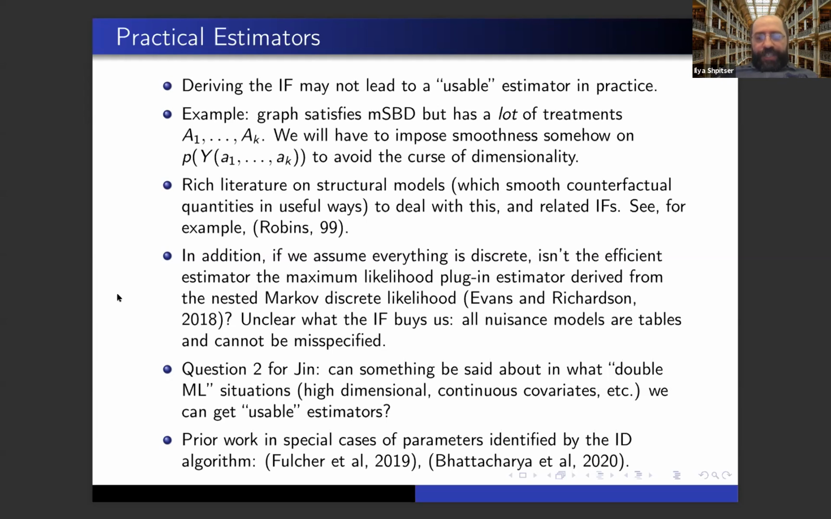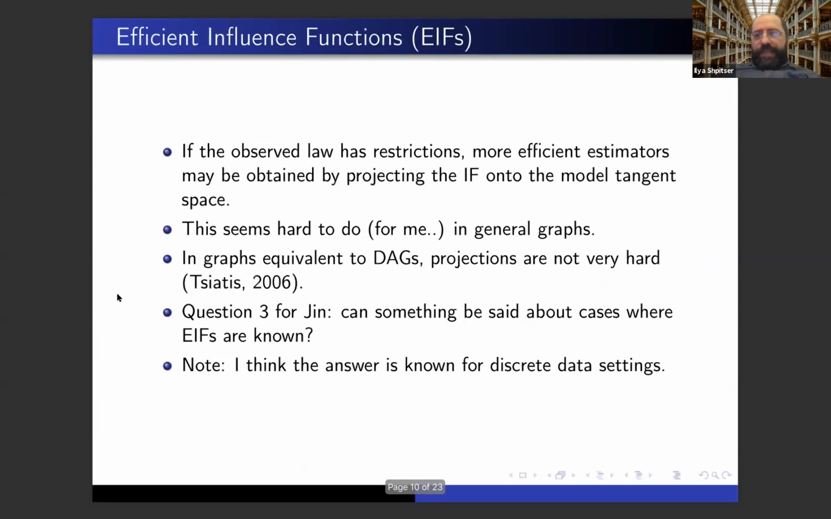So the second question is, can we say something about in what cases we actually get something usable in the kinds of cases the double ML paper was written for, which is sort of high dimensional continuous covariate cases. There is some special case work on this stuff, but not for everything that the IDP algorithm does. Okay, so this was already, I think, addressed by a question.